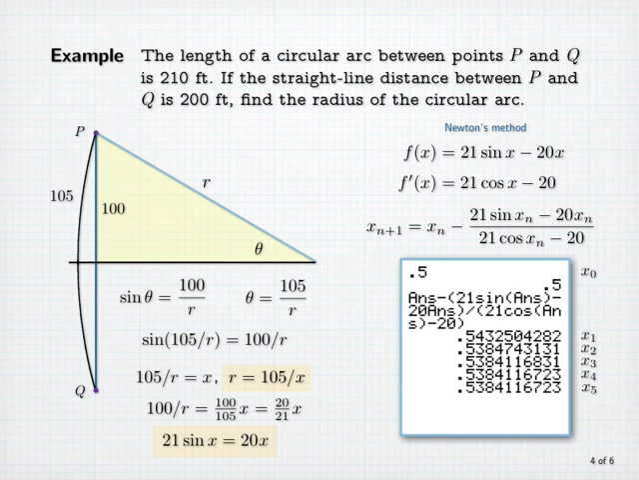Now we go back to the formula, r equals 105 divided by x to calculate the radius, and we find that it's very close to 195 feet.